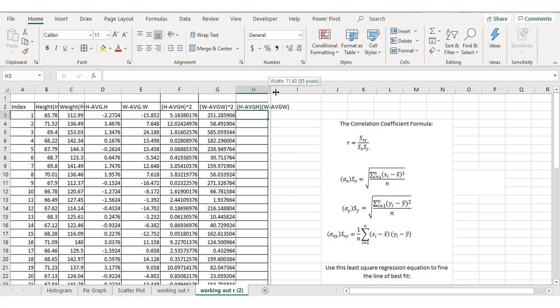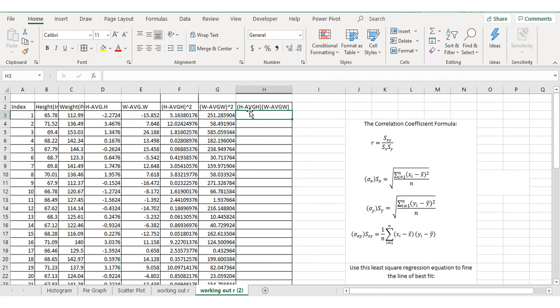For this one, that's height minus average height times weight minus average weight. So this one. But you have to put the equal sign, remember, here. Times is this symbol. Then click here, enter. Drop down.